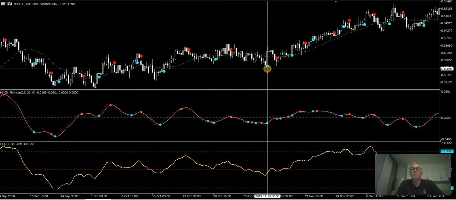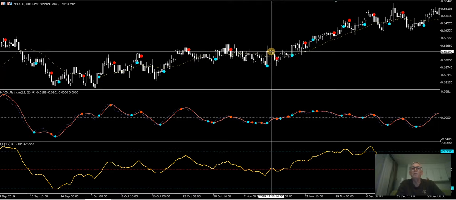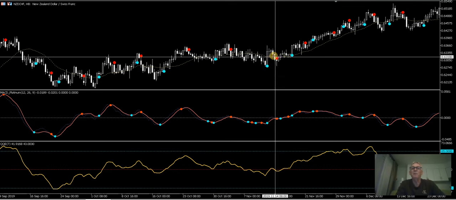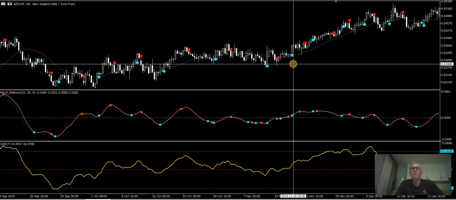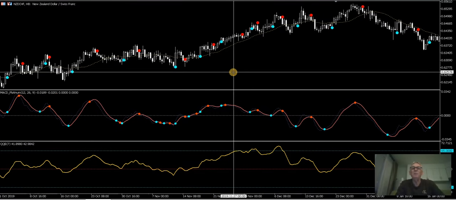Buy. Probably wouldn't have got a profit there. You might have got out break even or something. Sell not valid. Buy not valid. Here we go. This is where it gets a little bit messy. We'll have a crack at it.